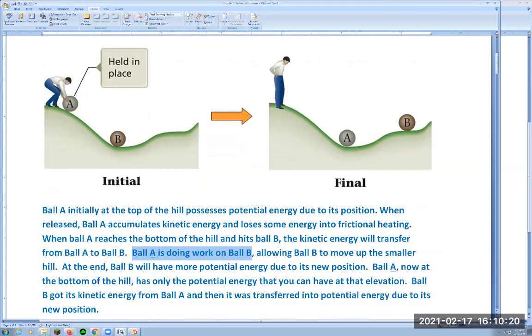And so at the end, ball B will have more potential energy than initially, because it's higher up into that intermediate hill. So ball B will accumulate potential energy. And ball A at the end only has potential energy that is due to that lower position, right? None of them has kinetic energy in the final state. They have used that energy for ball B to move up and for ball A to do work on ball B. And so they both have just the potential energy due to their new position now.